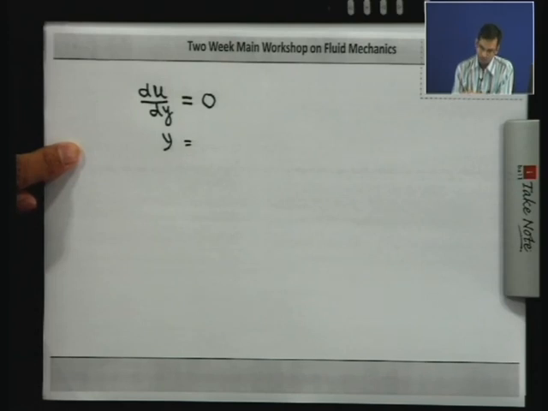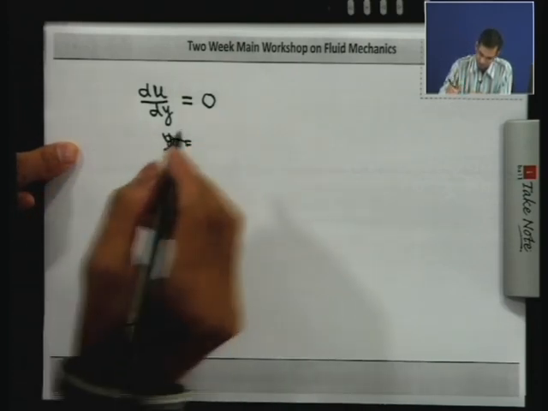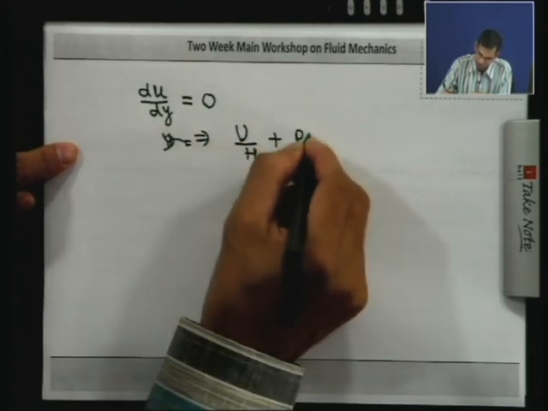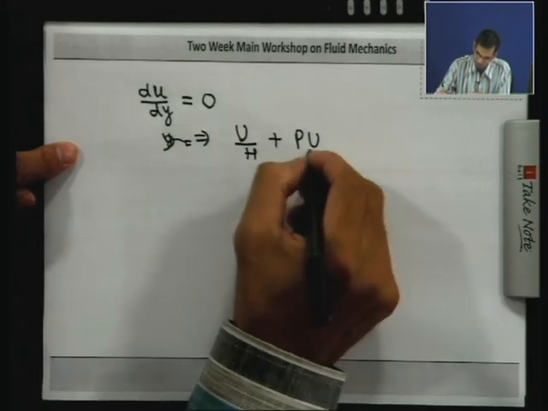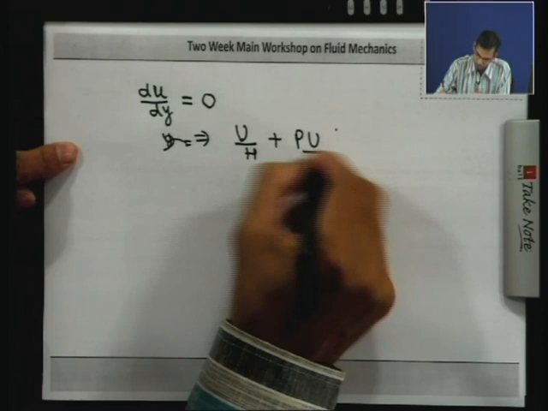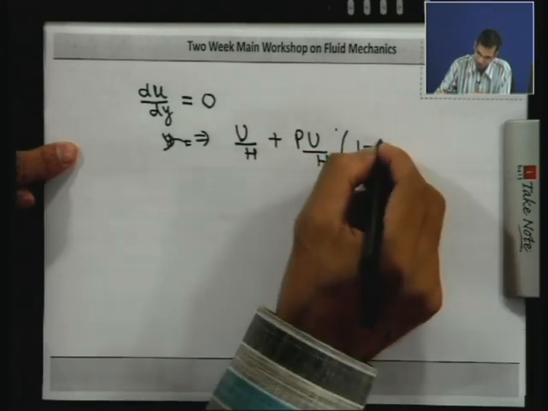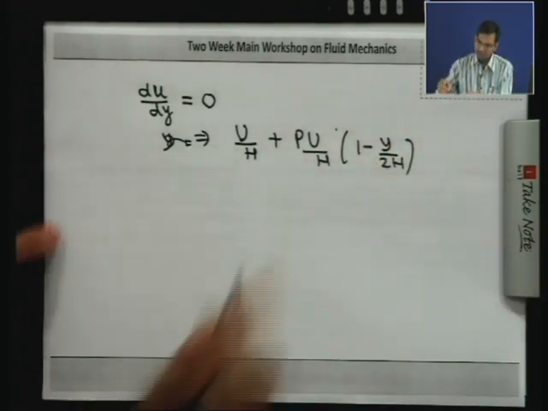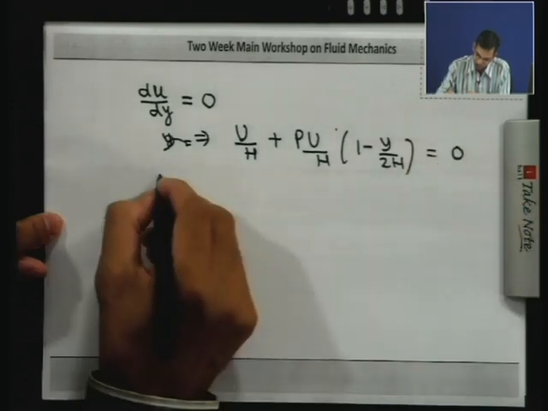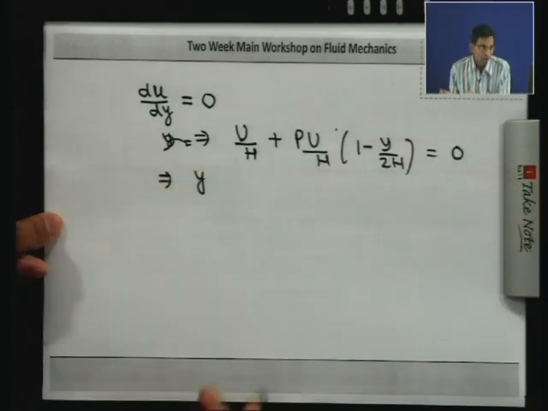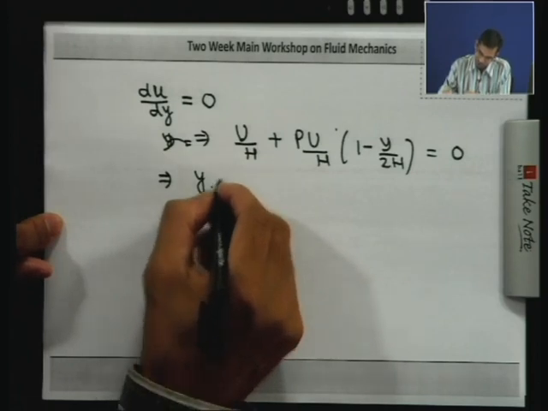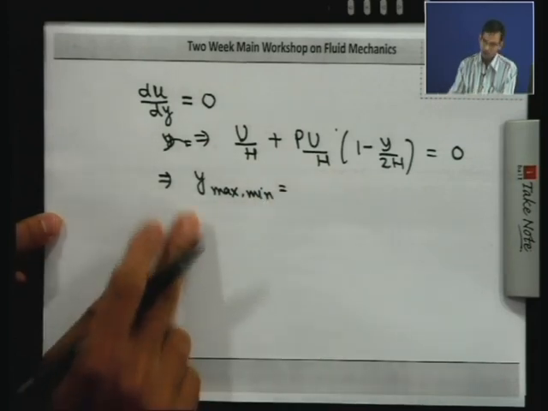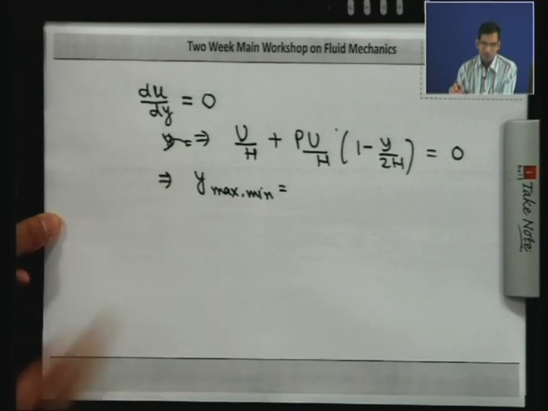So, if we carry this out, we get U by H plus P U by H, 1 minus 2y by H. So, this quantity will be 0, from where you can simply get the value of y for which the velocity is either maximum or minimum. So, try to find out what is the value of y for which the velocity is either maximum or minimum.